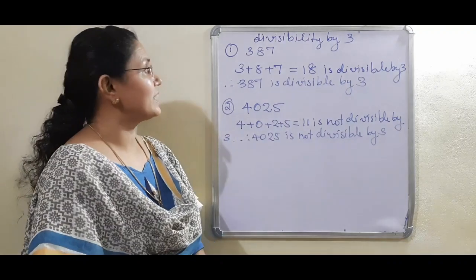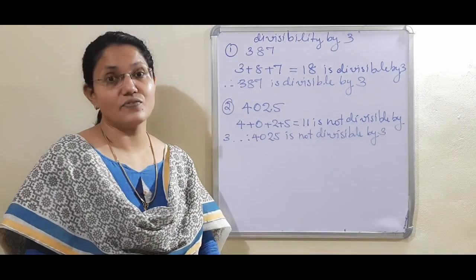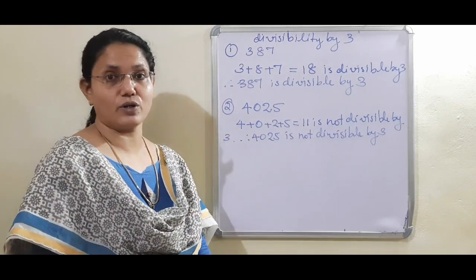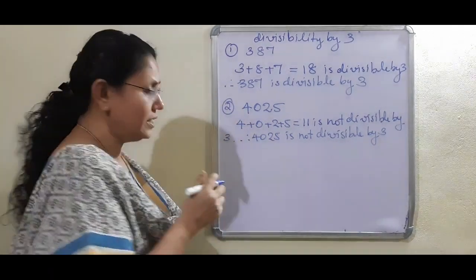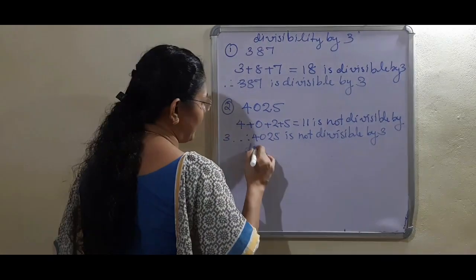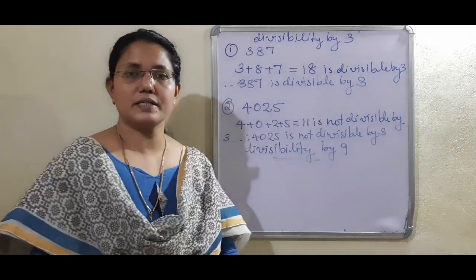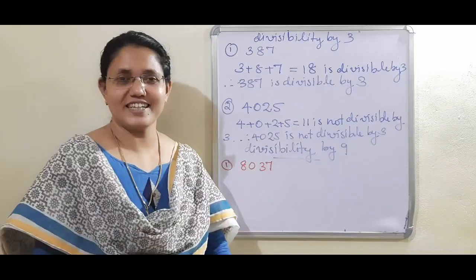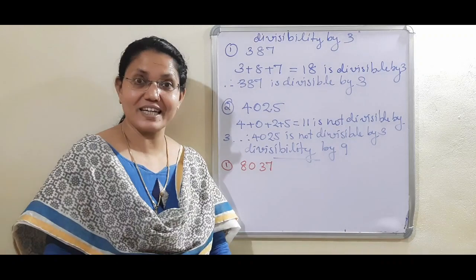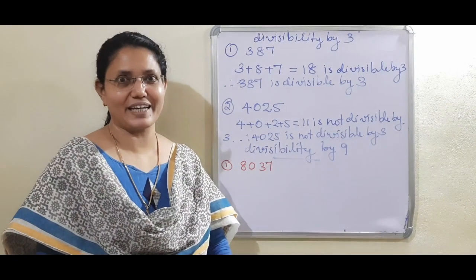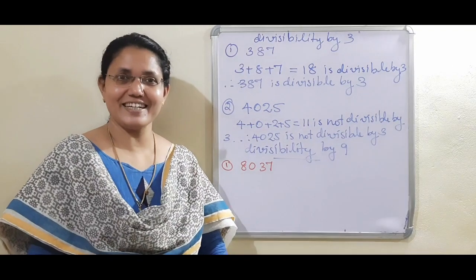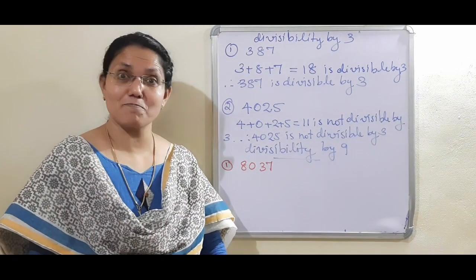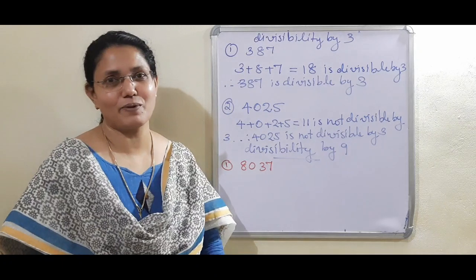Okay. Now we can check whether a number is divisible by 9 or not. Same method you have to follow here. It is divisibility by 9. First question is 8037. We can check whether it is divisible by 9 or not. What to do? Same method. First we should add the digits. If the sum of the digits is a multiple of 9, then it is divisible by 9.